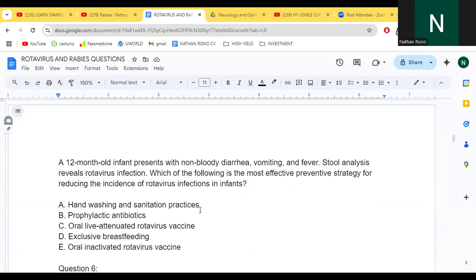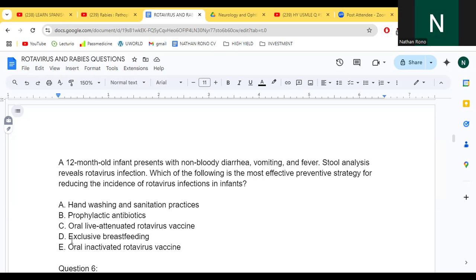So we said the most effective preventative strategy is vaccines. Hand washing, I mean, you can hand wash, but maybe your sewage disposal was bad, or maybe food was contaminated, or maybe there was an issue with your water. Maybe you boiled it, but not at the right temperature. You see? So the most effective preventative strategy is vaccine. And then why didn't you choose E? Why C?